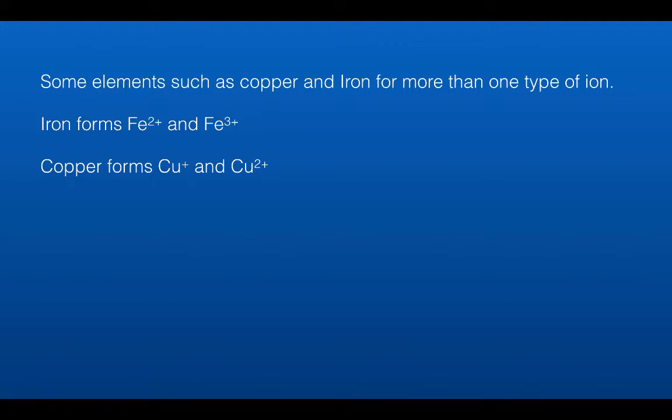Some elements such as copper and iron form more than one type of ion. Iron forms Fe2+ and Fe3+. Copper forms Cu+ and Cu2+.